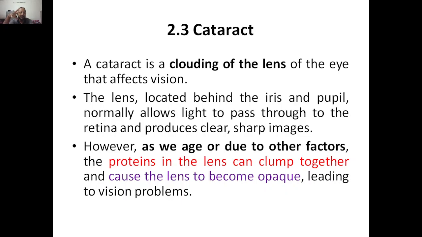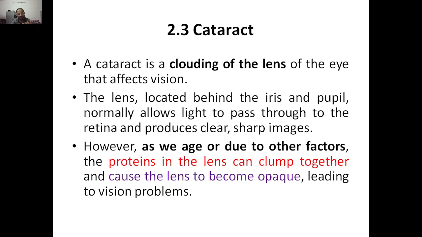But because of some issues, as we get older and older, our body's working system keeps reducing the proteins which are responsible for the photoreceptors and all. So the proteins in the lens can clump together. If the proteins in the lens clump together, they will cause the lens to become opaque, and once the lens becomes opaque, it will lead to vision problems.